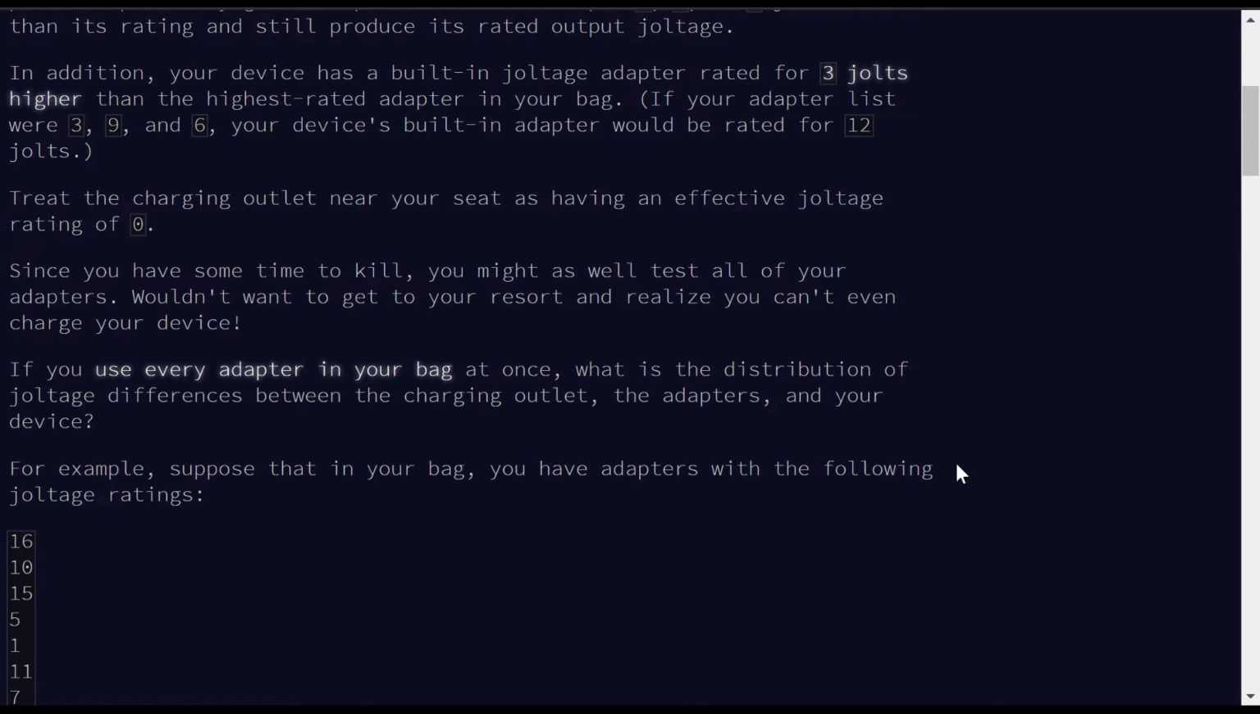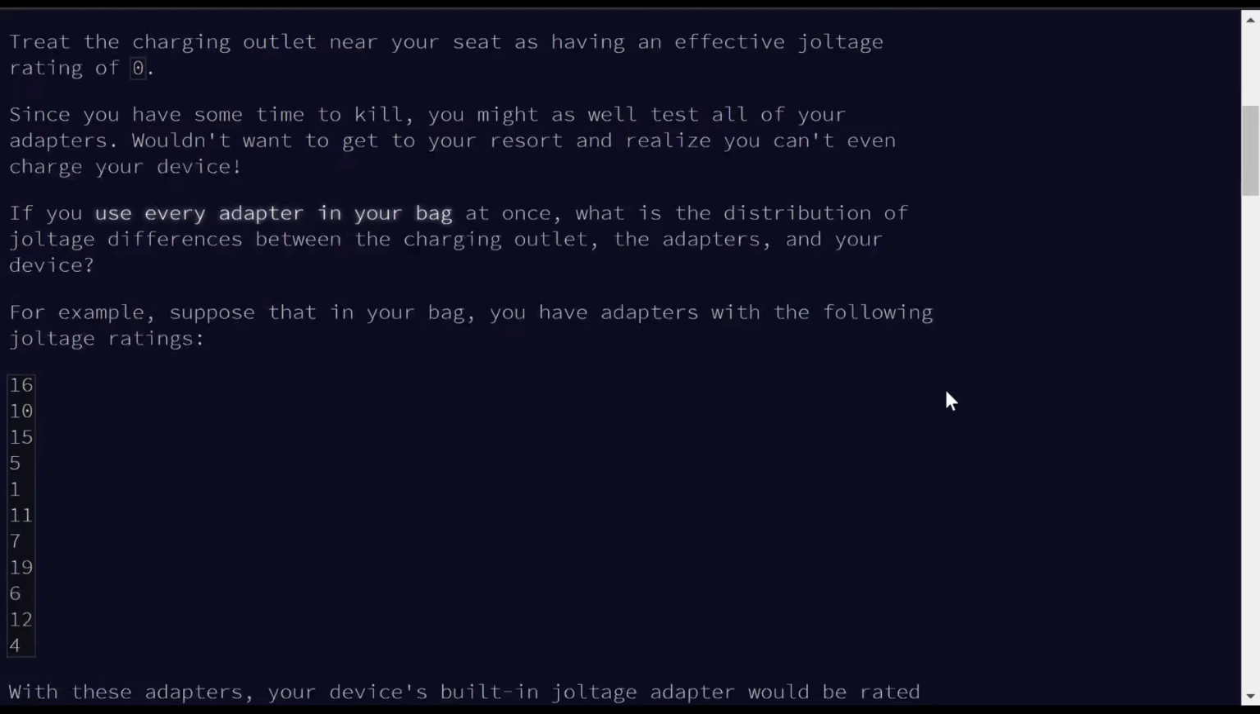Since you have some time to kill, you might as well test all of your adapters. Wouldn't want to get to your resort and realize you can't even charge your device. If you use every adapter in your bag at once, what is the distribution of joltage differences between the charging outlet, the adapters, and your device?